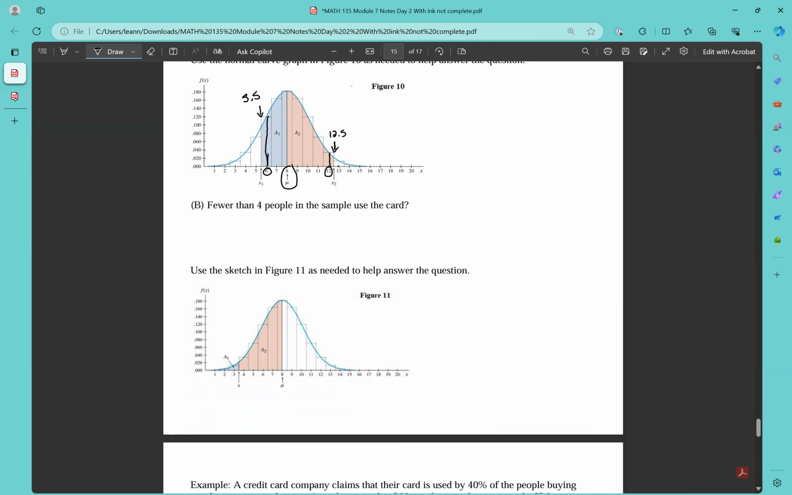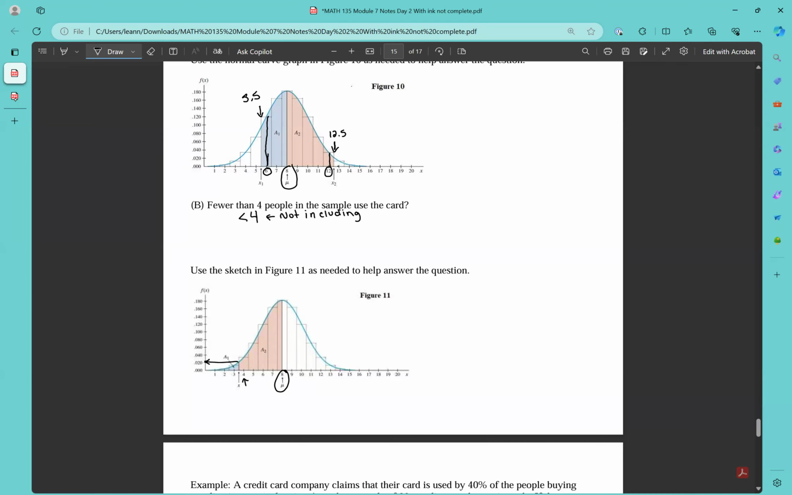So that means less than 4. That means not including 4, because they did not say at most 4. Fewer than 4 means less than 4, okay? So it's not including the 4. So if you think about the picture down here, again, 8 is the mean, right? 4 is right here, but we don't want to include 4. So we're actually just doing bars 3 and down.